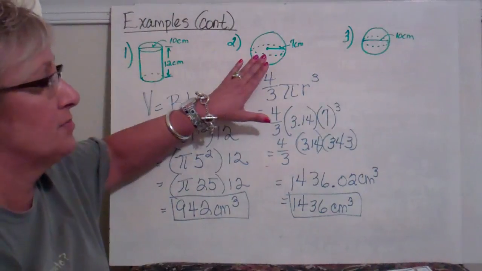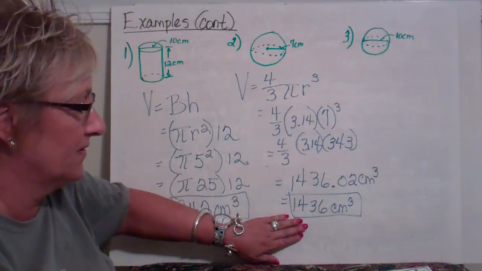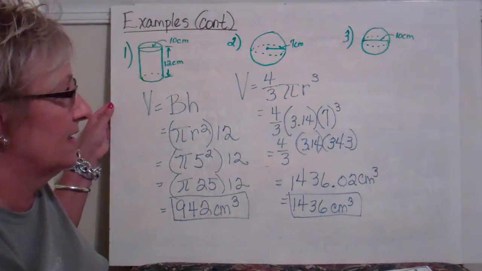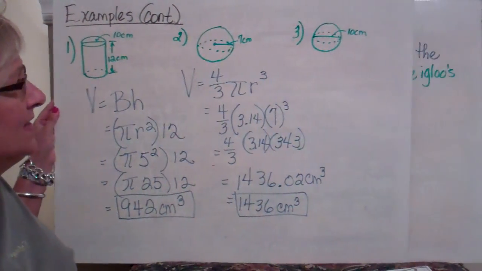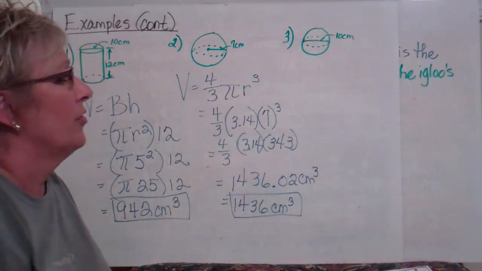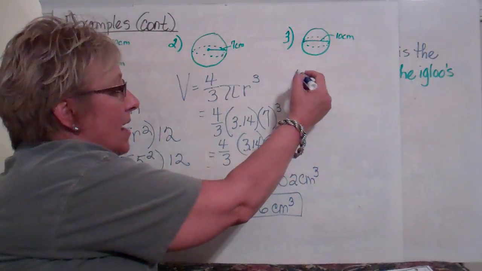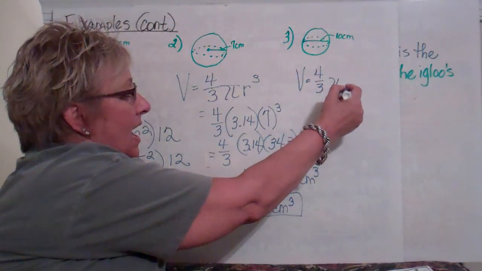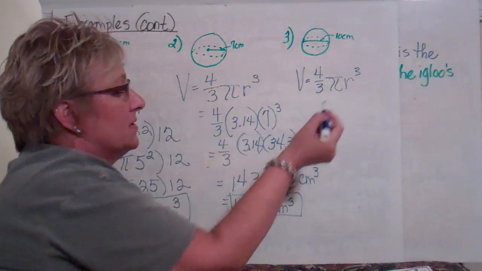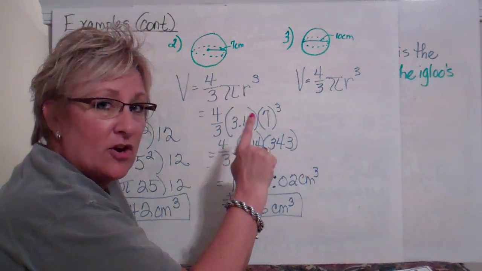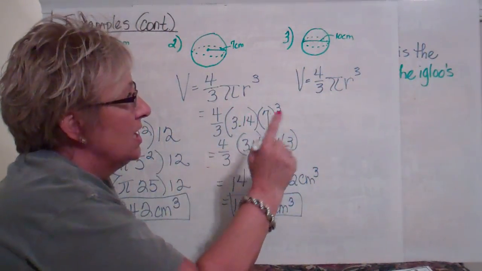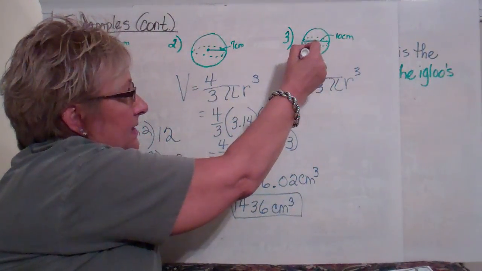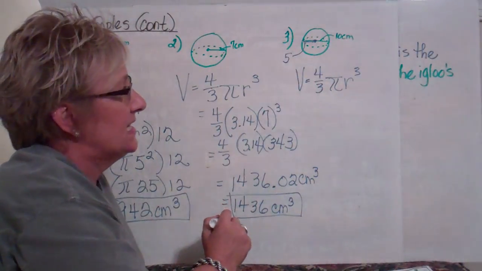If you think of this as a beach ball, that's how much air that would be able to fit inside the beach ball, a volume of 1,436 cubic centimeters. Now, in this particular case, and I'm going to scoot this over a little bit, it gives me the diameter. I'm still using 4/3 pi radius cubed. Okay? The radius in here, remember, is half of the diameter.